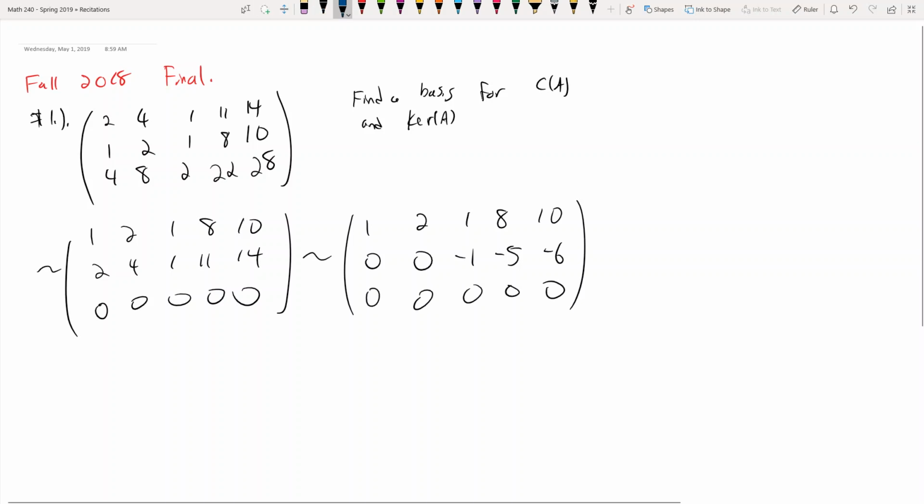Once you have it like this, you know where the pivots are and you know where the free variables are. The pivots are in the first and third columns, and the free variables are 2, 4, and 5.